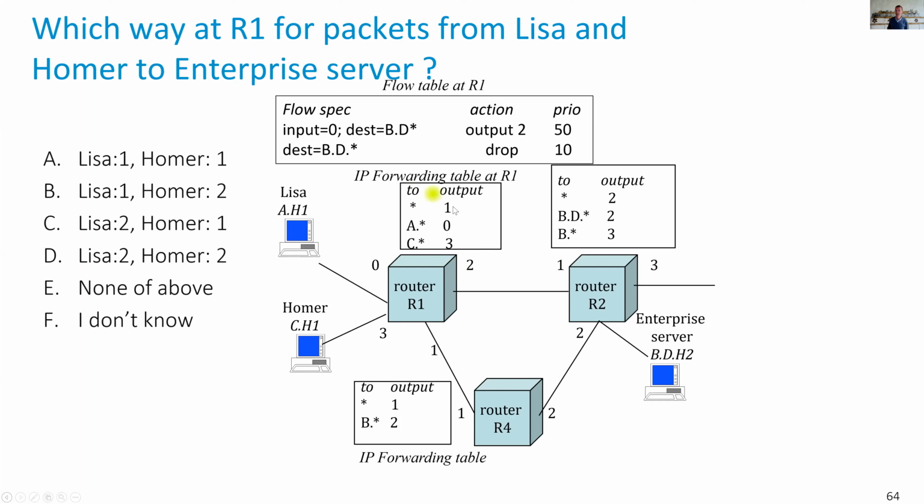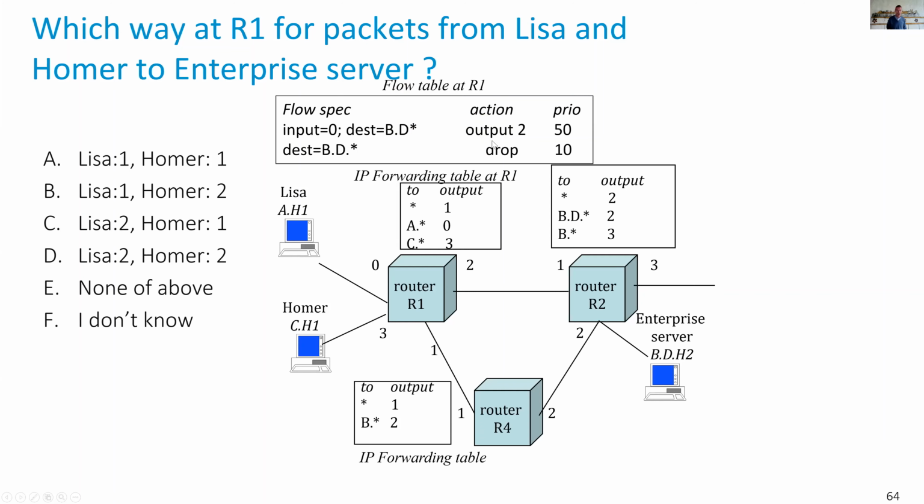Whatever the routing decision of the routing table says, we will do that before. So this packet will be sent to output number 2. And this has priority 50. Another flow specification is anything that has destination address b.d.star. So it's a subset of this one. The action is drop. We kill this packet. So those are the two rules we have here. Actions are here output, drop.